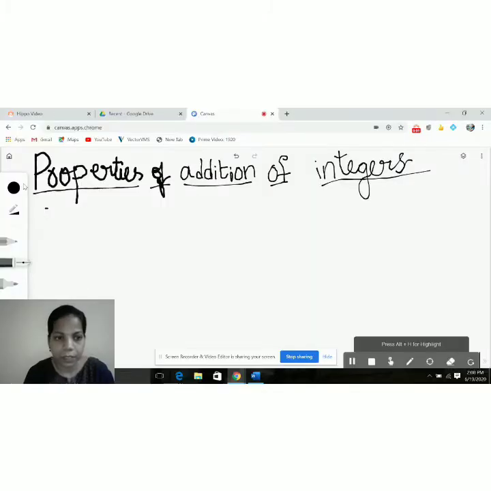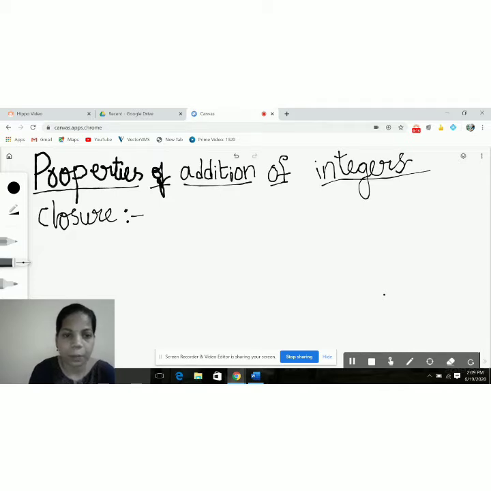Today we are going to learn properties of addition of integers and properties of subtraction of integers. First we will see properties of addition of integers. In that the first property is closure. Closure property. So what is closure property?